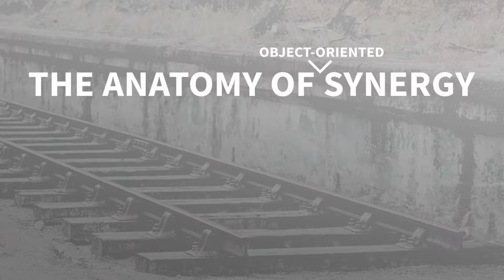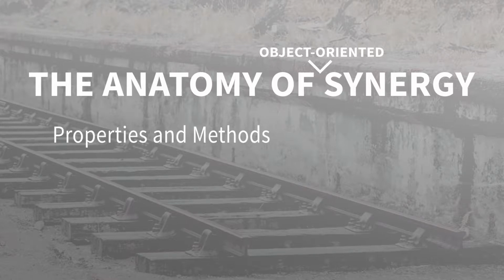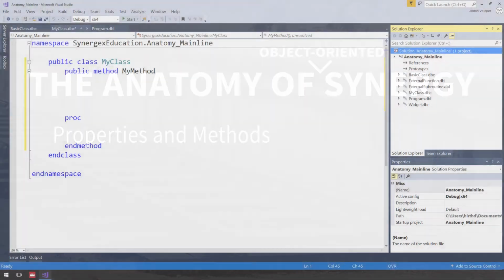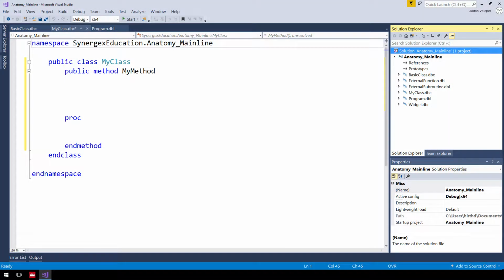In our last video, we discussed objects and their corresponding classes. In this video, we'll talk about properties and methods that can be used in object-oriented programming. First, let's take a look at methods.